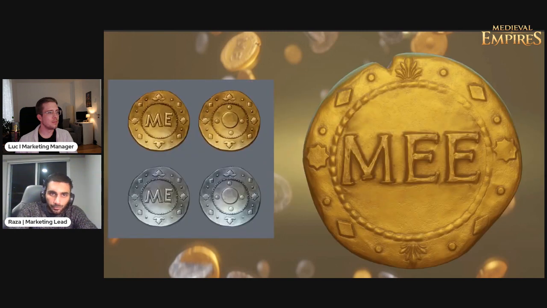And then we somehow settled on this coin, but then we realized, oh, we are writing the ME with a single E, although our token name is a double E.